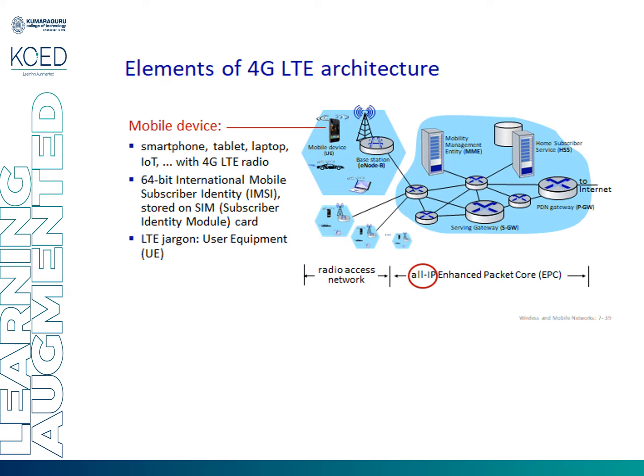First one is the mobile device. So mobile device, here it can be any type of mobile device starting from your smartphone, tablet, laptop or any type of IoT device. So any device which will usually have a SIM card with an IMSI number. Here the terminology we use is user equipment to refer to a mobile device. So mobile device or user equipment is the primary component.